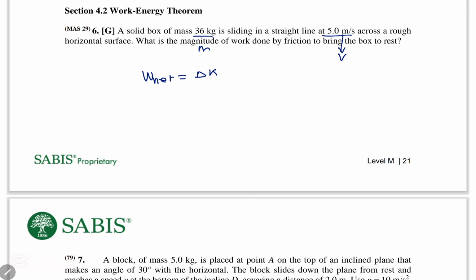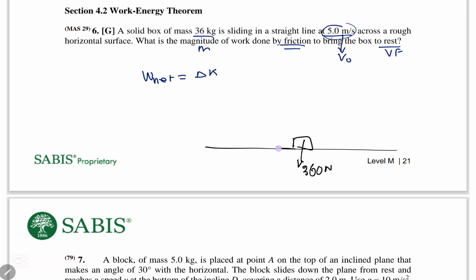So we have a solid box of mass 36 sliding in a straight line at 5 meters per second across a rough horizontal surface. Now, what happens is it brings the box to rest. So this is V final, that's V initial, that's V final. They want the magnitude of work done by friction. Friction is the only force that is exerting work. So the net work done will be the work done by friction. Okay? I always prefer to draw the scenario if you want. So here we have a box. It's 36 kg, so 360 newtons. It's sliding like this, but there's no force here.